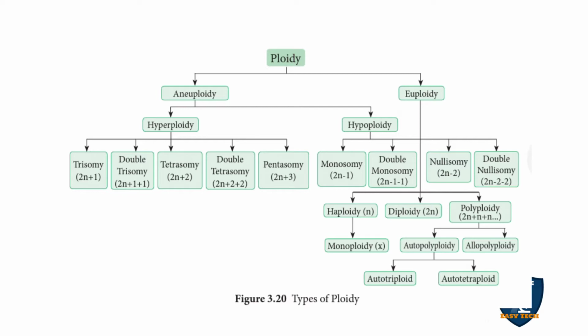And Euploidy is divided into haploidy, that is monoploidy, diploidy, and polyploidy. Polyploidy is again divided into Autopolyploidy and Allopolyploidy. Autopolyploidy is again divided into Autotriploids and Autotetraploids. So this is the classification of ploidy. They may ask this in a 5 mark or 3 mark question. You have to just draw the flow chart of the classification or types of ploidy.